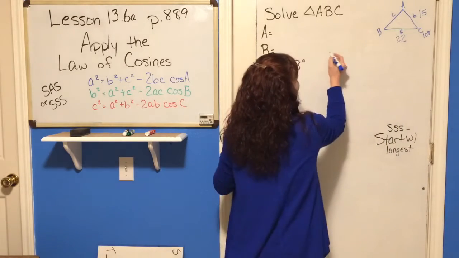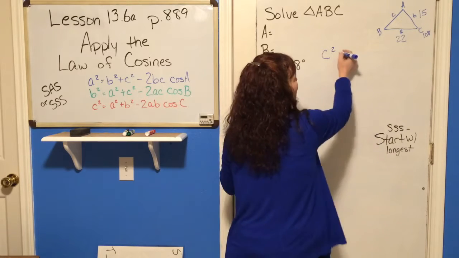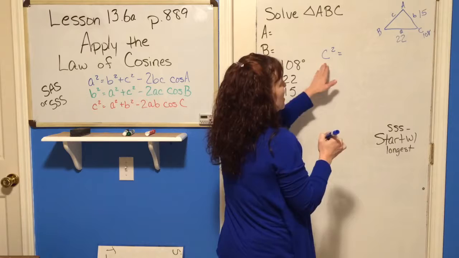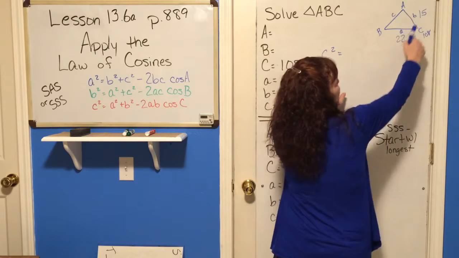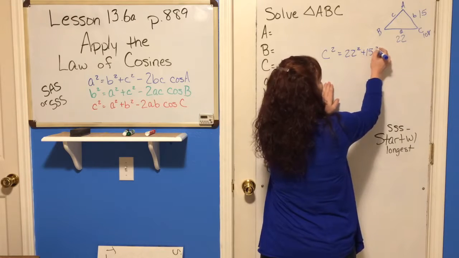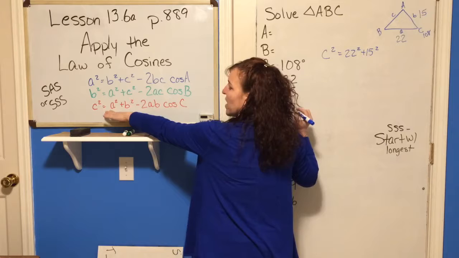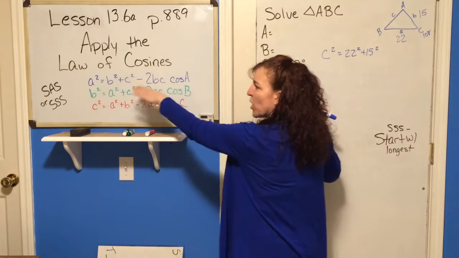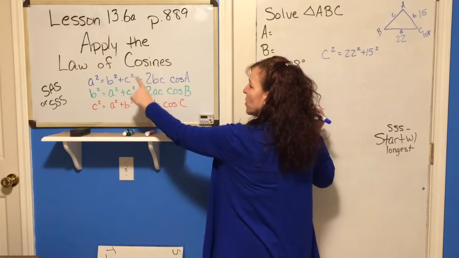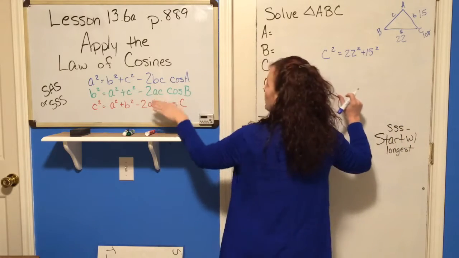So we're going to start with c squared because that's the part we don't know. And now we're going to plug in what we do know. c squared equals the two sides squared, so 22 squared plus 15 squared. So I'm actually using this formula, but it will work if you just memorize one of them. It'll work if you remember, okay, put the unknown at the end and do the others. But if you need all three, that's fine too.